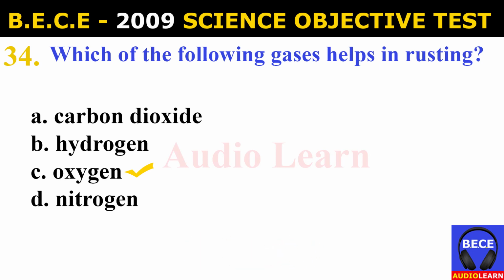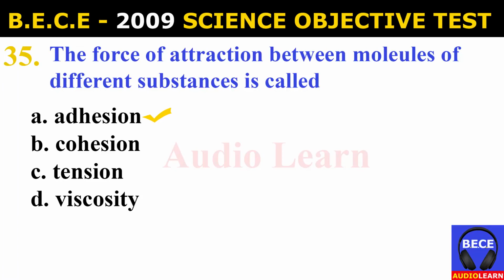Number 35. The force of attraction between molecules of different substances is called A. Adhesion. B. Cohesion. C. Tension. D. Viscosity. And the answer is A. Adhesion. The force of attraction between molecules of different substances is called adhesion.